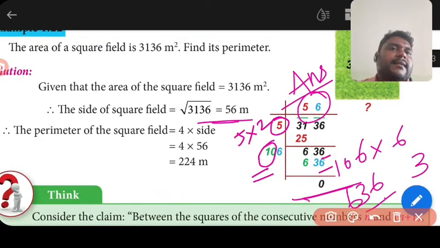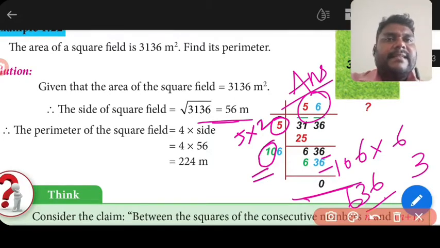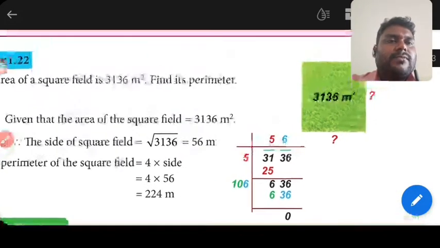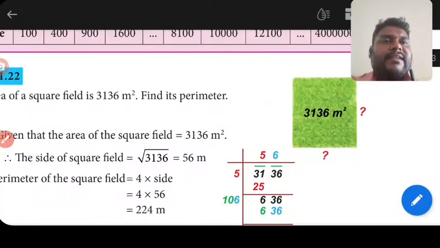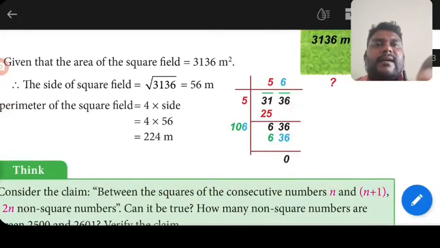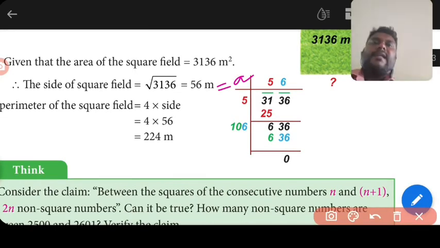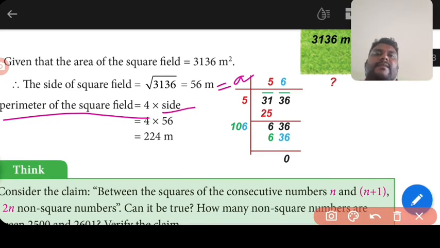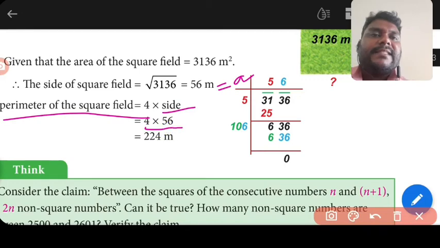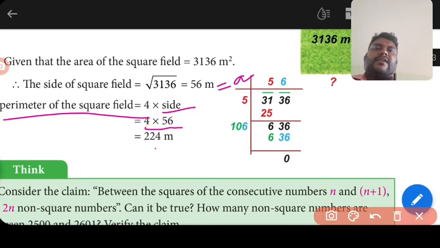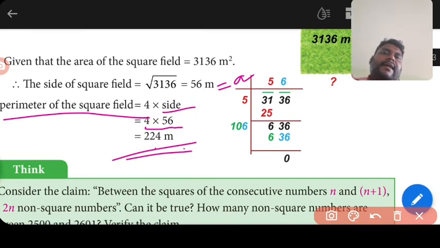It means one side measurement is 56. So here one side value is 56. Therefore the a value is 56. We know the perimeter formula: perimeter of the field is 4 times the side. 4 times the side is 4 into 56. 4 sixes are 24, balance 2, 4 fives are 20, 20 plus 2 is 224. So this is the required perimeter of the field.